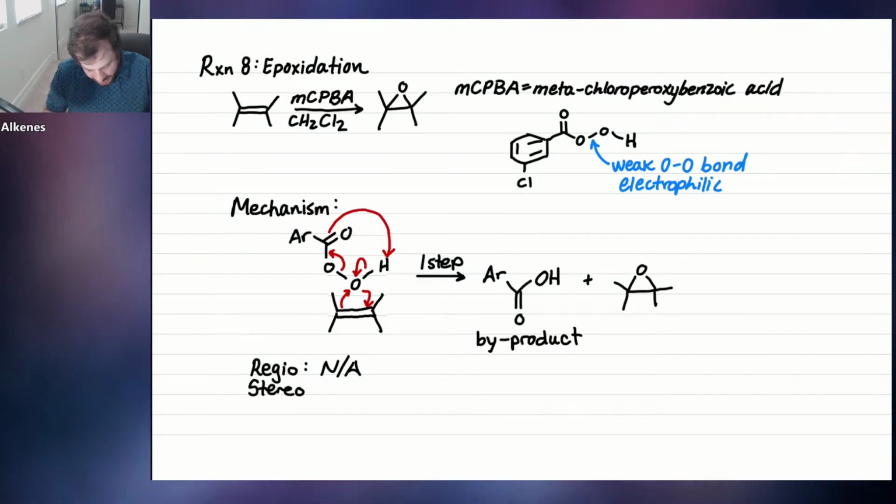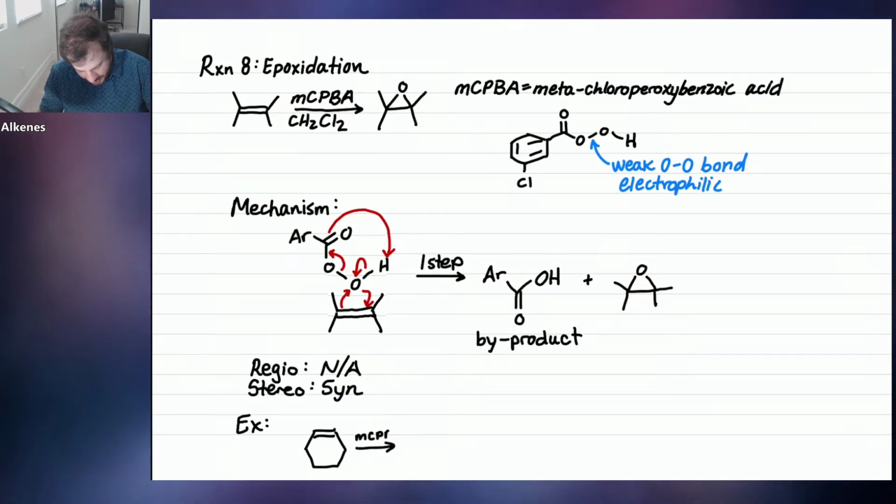Stereochemistry is also syn. I lied when I said the hydroboration was the only one. This one has to be syn because you can't have a trans epoxide. Let me show you what I mean. So if I have this alkene and we treat it with MCPBA, don't worry about the solvent, we get this. We never get this because this is impossible.